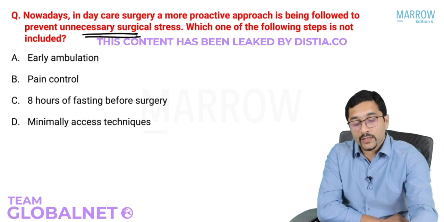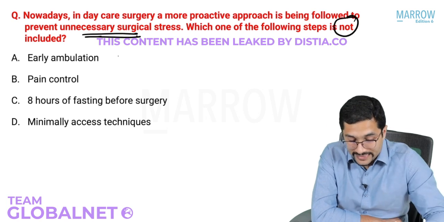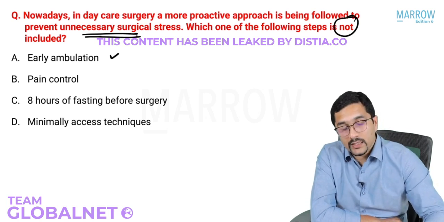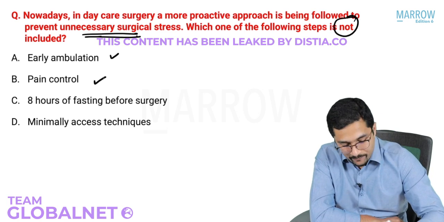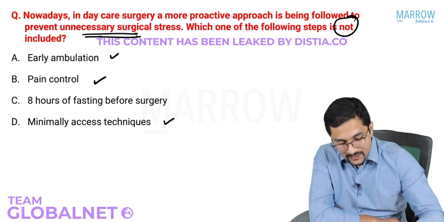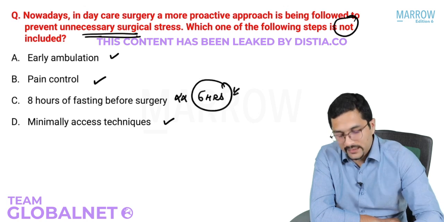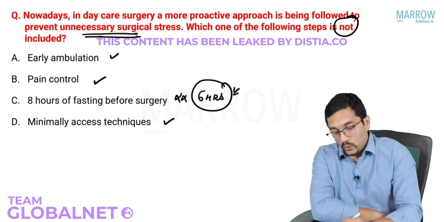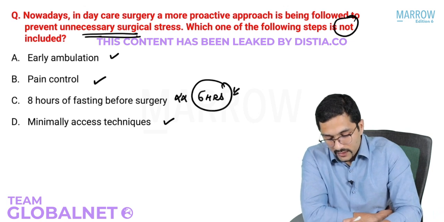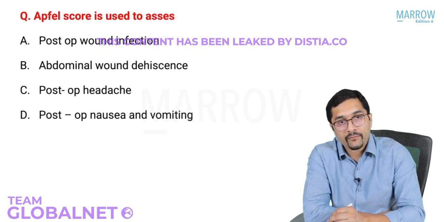Nowadays in daycare surgeries, a more proactive approach is being used to prevent unnecessary surgical stress. Which of the following steps is not included? So ERAS, I told you, early ambulation is there, pain control is there, minimally access techniques are there. 8 hours of fasting, no. 6 hours of solid fasting is enough. And up till 2 hours prior, clear liquids can be given as well.